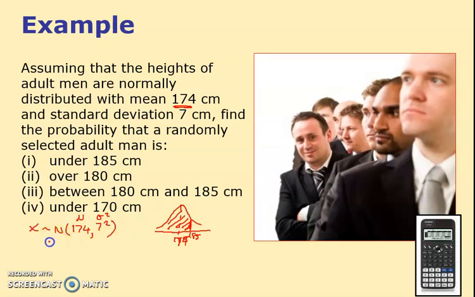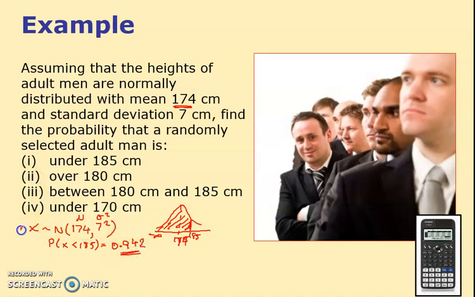So I go, probability that x is less than 185, and then I get my calculator out. I just do it on the calculator like before. So menu 7.2. I want all the way over here, so again minus infinity. So the lower is minus 9999. My upper is 185. My sigma is 7. And my mu is 174. Type them in, let it do the work. There you go, 0.942.